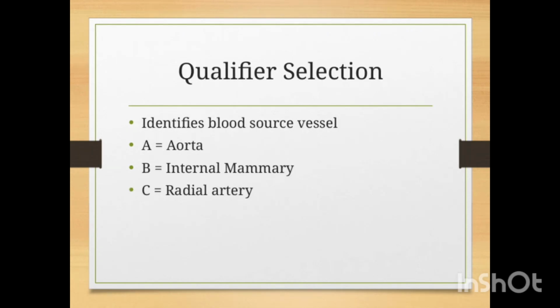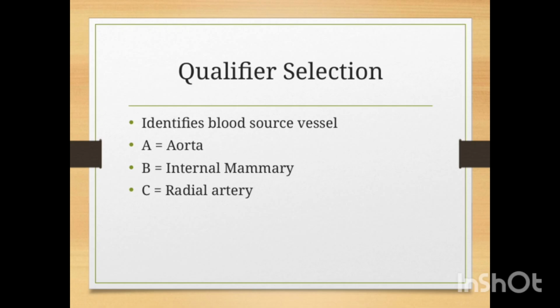Now let's take a look at slide 10, which focuses on identifying the blood source vessel. As you can see, there are 3 main options here: A, the aorta, B, the internal mammary, and C, the radial artery. When we're selecting a vessel for a procedure, it's crucial to understand the origin of the blood supply, as this impacts both the approach and the expected outcomes.